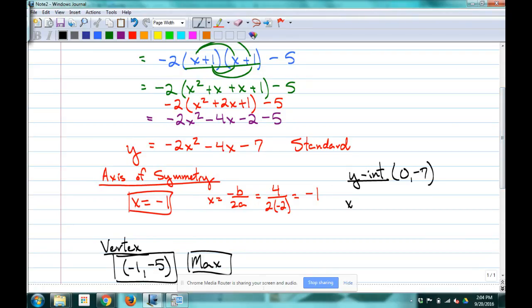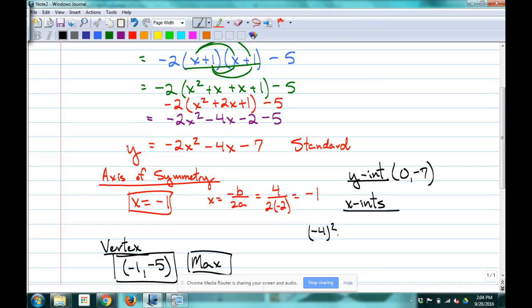All right. X-intercepts. Well, when we go to find x-intercepts, we need to know something about the problem. We need to know, does it even have x-intercepts? And that's where the discriminant comes into play. Which, if we're going to do the discriminant, what do we need to have? What form do we need to be in? No, the discriminant. I mean the discriminant, b squared minus 4ac. I need it in standard form for that.